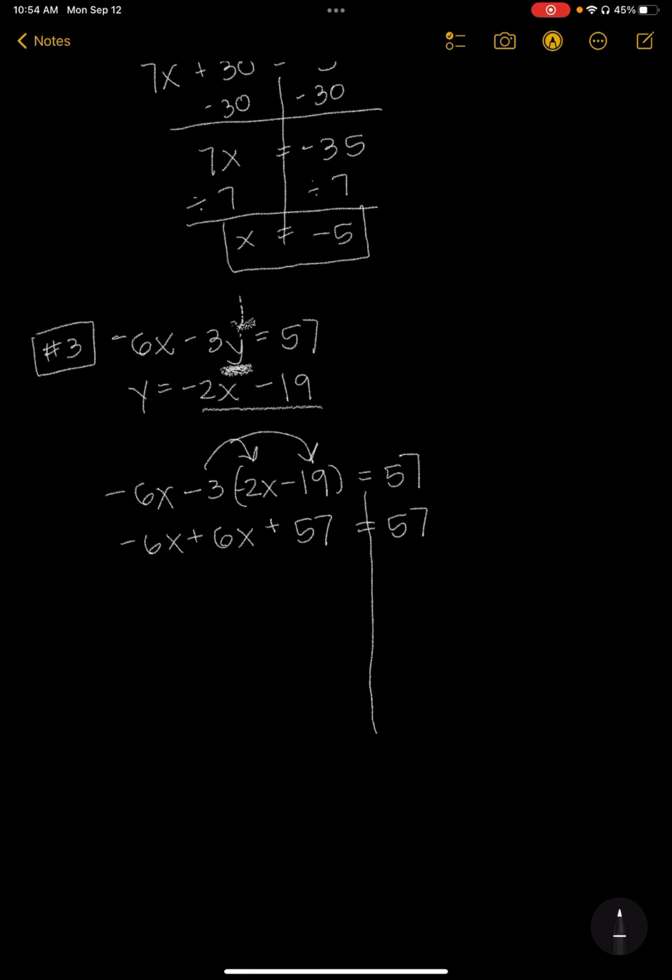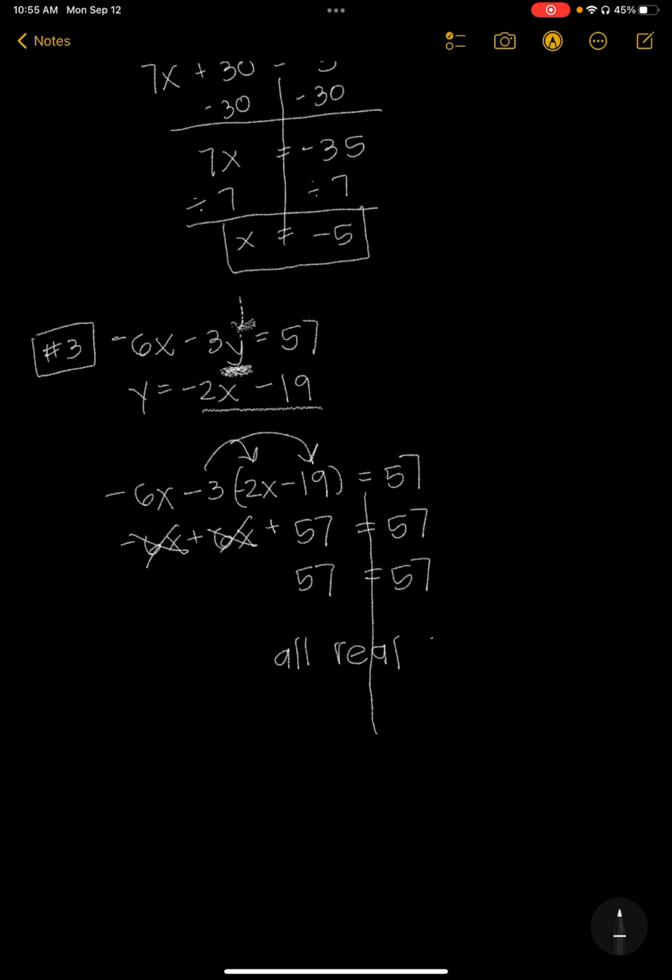And then actually, we have a negative 6x and a positive 6x on this side, and they cancel each other out because a negative and a positive of the same number equals 0. So now I just have this equation that says 57 equals 57. Now, does 57 equal 57? Yes, that makes sense. When I get an equation like this, where the right side is equal to the left side, and the x's have disappeared, that means my answer is all real numbers.